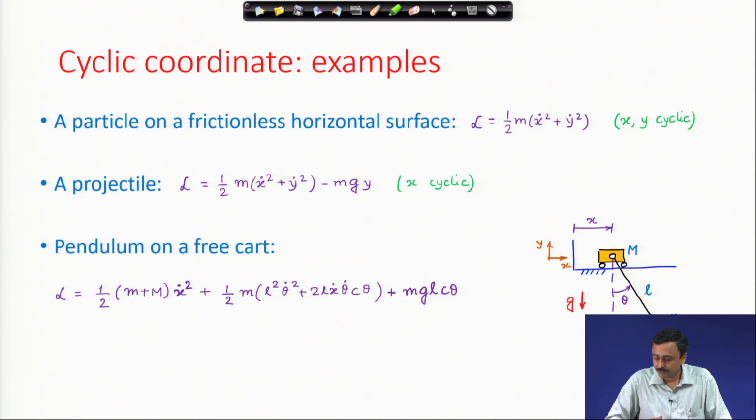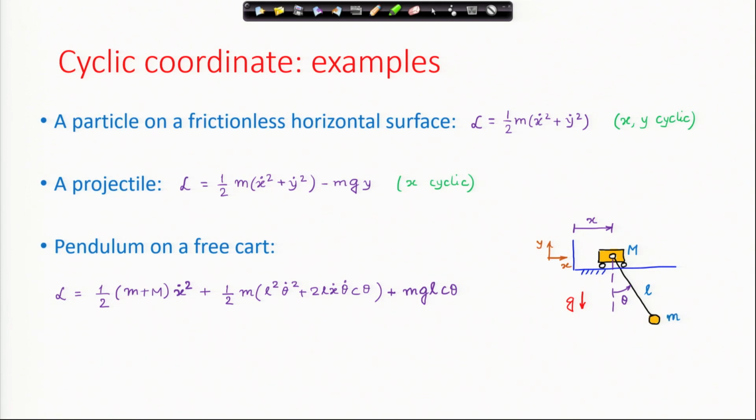Pendulum on a free cart. We have written the Lagrangian of this system before, I have just written it here. The datum for the potential energy is the x axis. Here you will find that there is no presence of x, whereas the other coordinate theta, theta dot and theta both are present, but x is not present. x dot is present of course, but x is not present. Therefore, x is a cyclic coordinate. And what is the interpretation of this? The momentum conjugate to x, which is linear momentum in this case, is conserved. So, linear momentum of the system in the x coordinate direction is conserved.